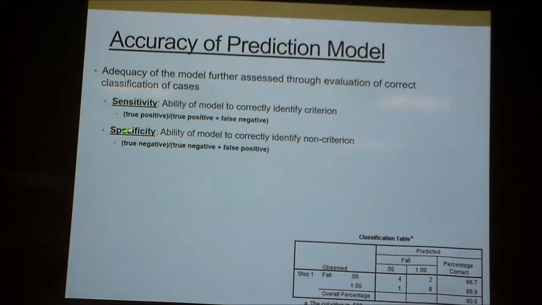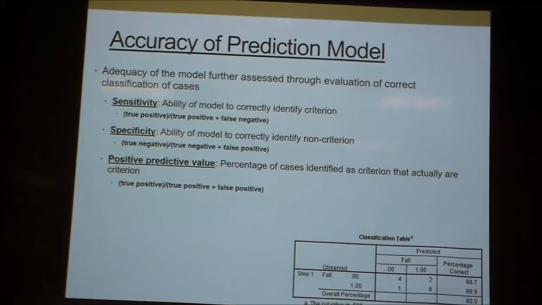So specificity is going to be our true negatives. This is 4 divided by the true negatives plus our false positives, right? So that's going to be 4 over 6 here. Our positive predictive value is going to be a little bit different. This is the percentage of cases identified as criterion that actually are criterion. This is going to be our true positives, again 8, divided by our true positives and our false positives, right? So this is going to be 8 over 8 plus 2, which is 10.